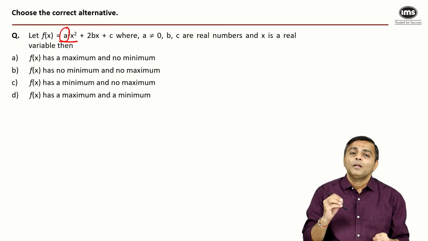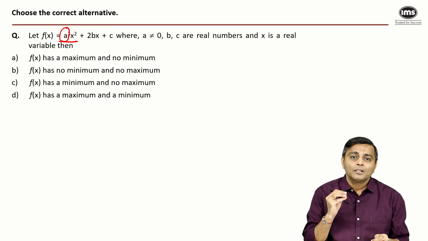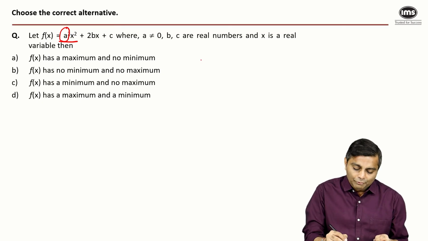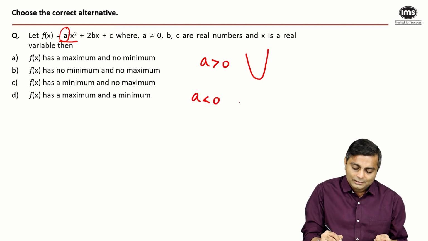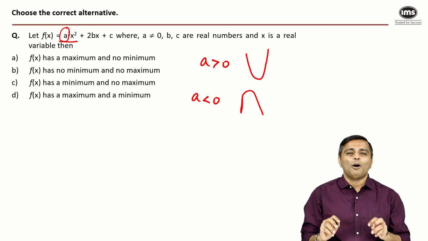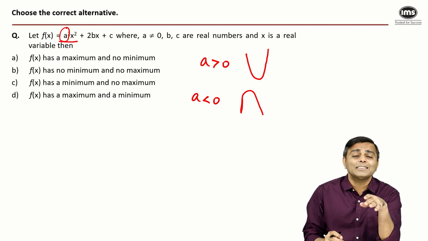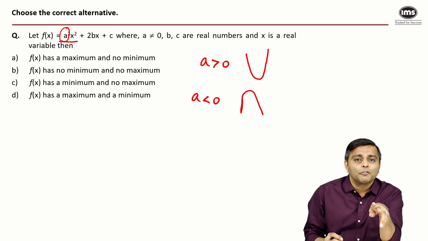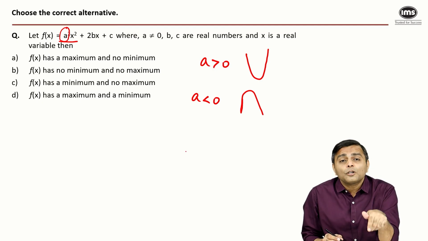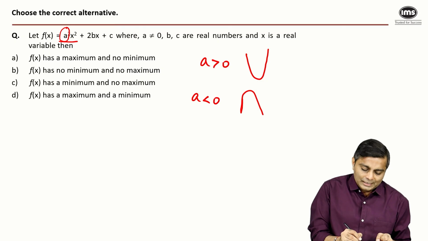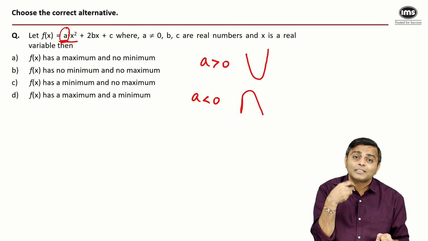What you have to understand is a very simple funda: a quadratic's plot is a parabola. Correct? If a is greater than 0, the parabola opens upwards. If a is less than 0, the parabola opens downwards. If you even know this much, it is enough. a is essentially the coefficient of x squared. What is the coefficient of x squared in our question? In our question, the coefficient of x squared is a squared. That's what I tell you, that's where the game is over.